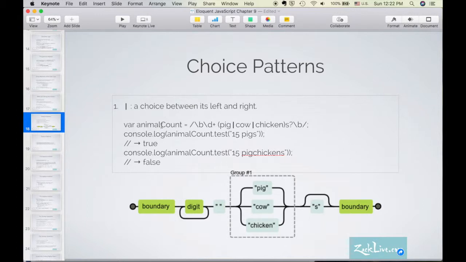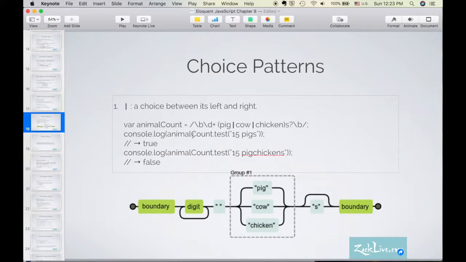Here is an example. We have the word boundary at the beginning and at the end, and we are looking for digits. Can be more than one, and there is a space after the digit, and then this parenthesis represents a group. Within this group, we have two pipe characters here, which means any of these three would work. And after that, there is a question mark behind the S, which means with or without the S, the expression still works.